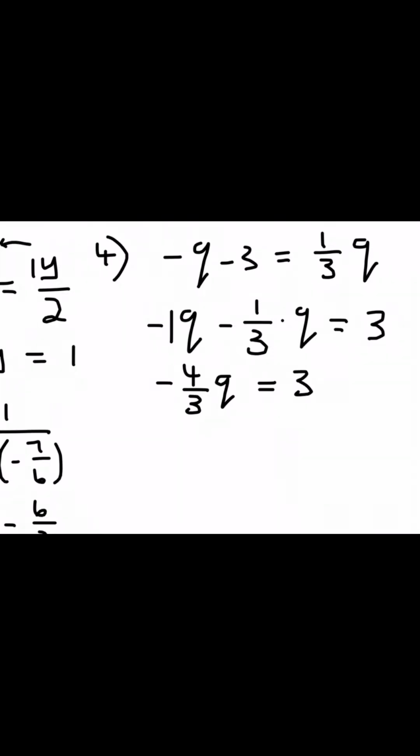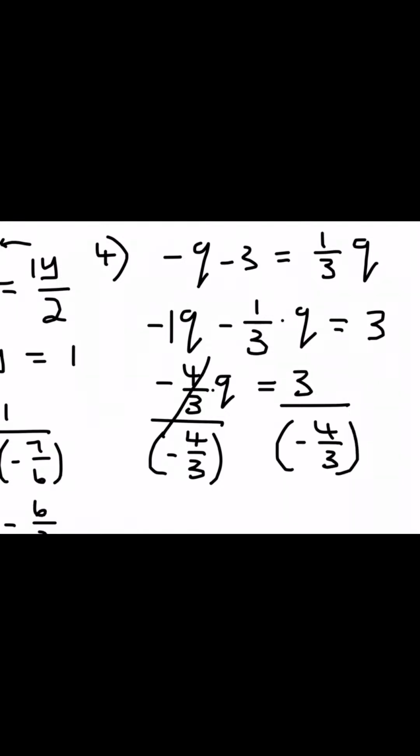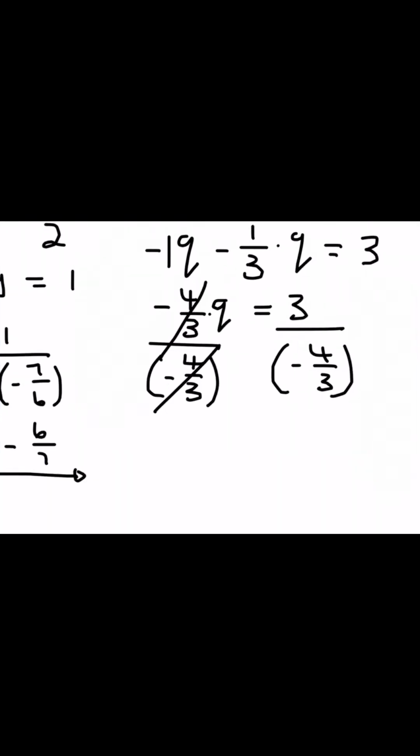Then all that you do is just remove this coefficient, which is negative 4 over 3. Remember, whatever you do on the left, you also do on the right. So that cancels completely with that. Then you end up having your q, which is equal to, what will that be? 3 divided by, in the brackets, negative 4 over 3, which is equal to, this is what I'm getting, negative 9 over 4. And that should be the end of it.